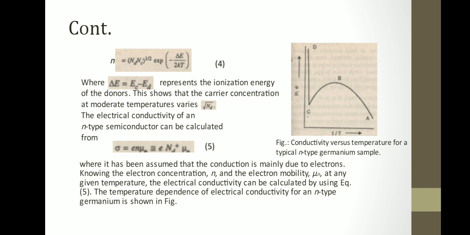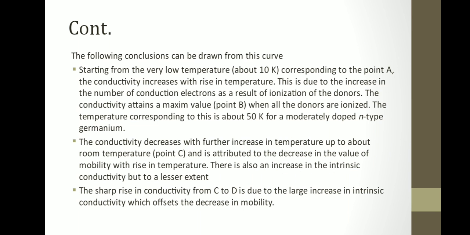The temperature dependence of electrical conductivity for an n-type germanium is given in the figure here, the conductivity versus temperature for a typical n-type germanium sample. We see that with the increase of temperature, the conductivity first increases, then decreases, and then rises again in a parabolic shape. The following conclusions can be drawn from this curve.